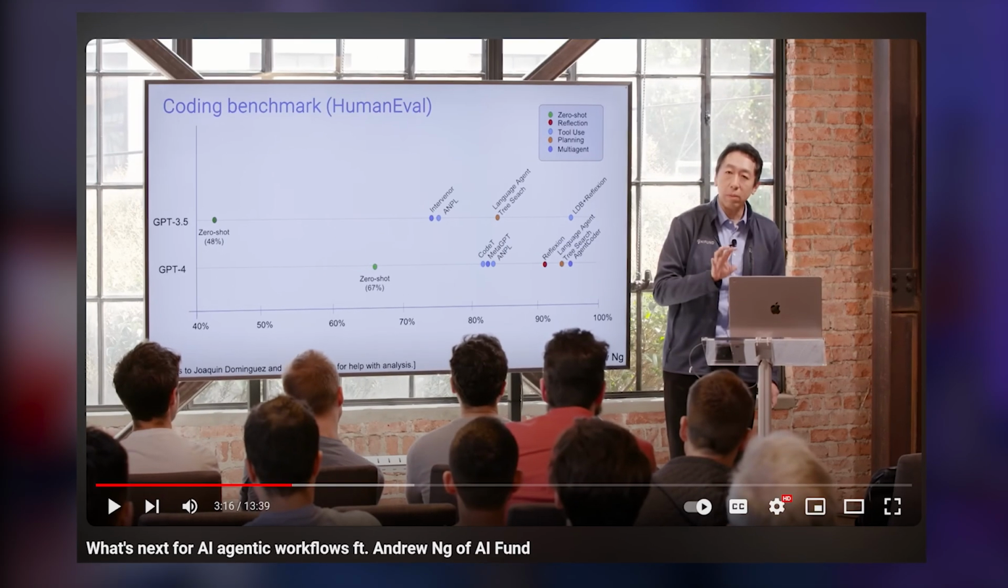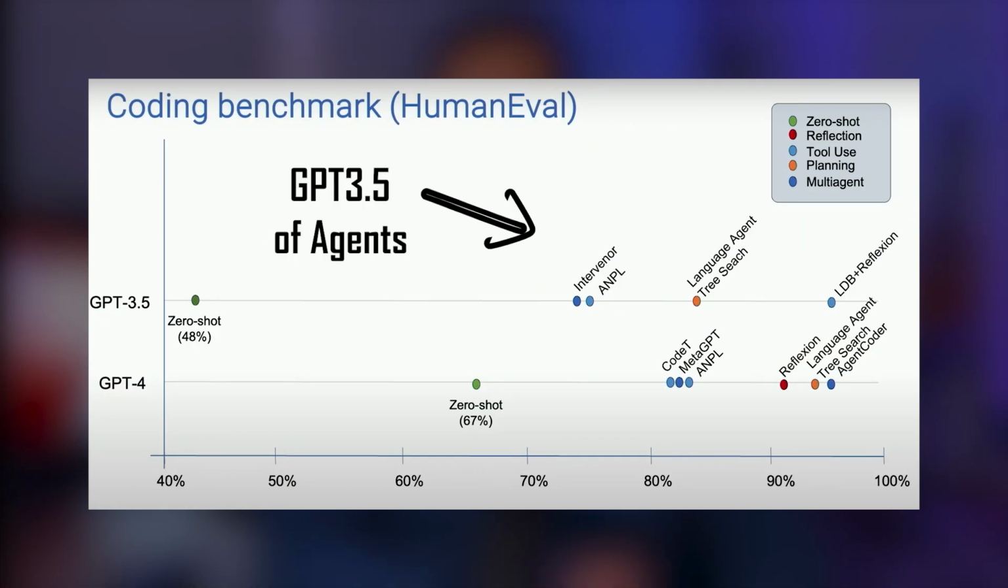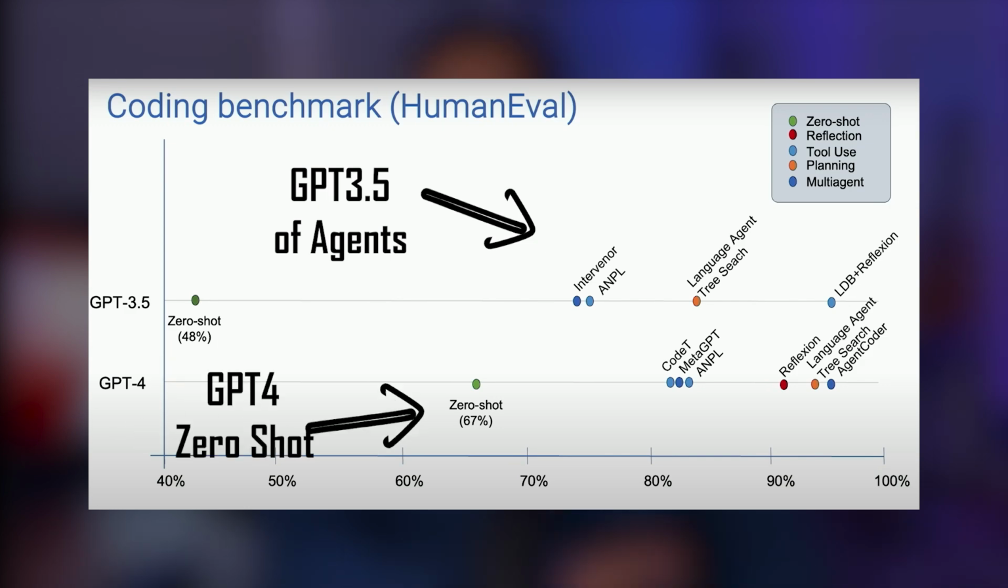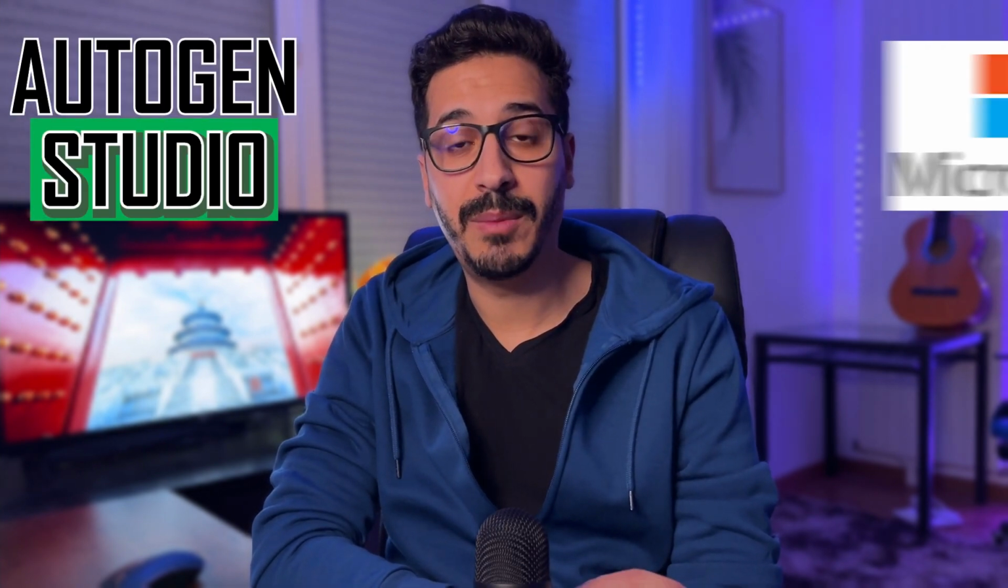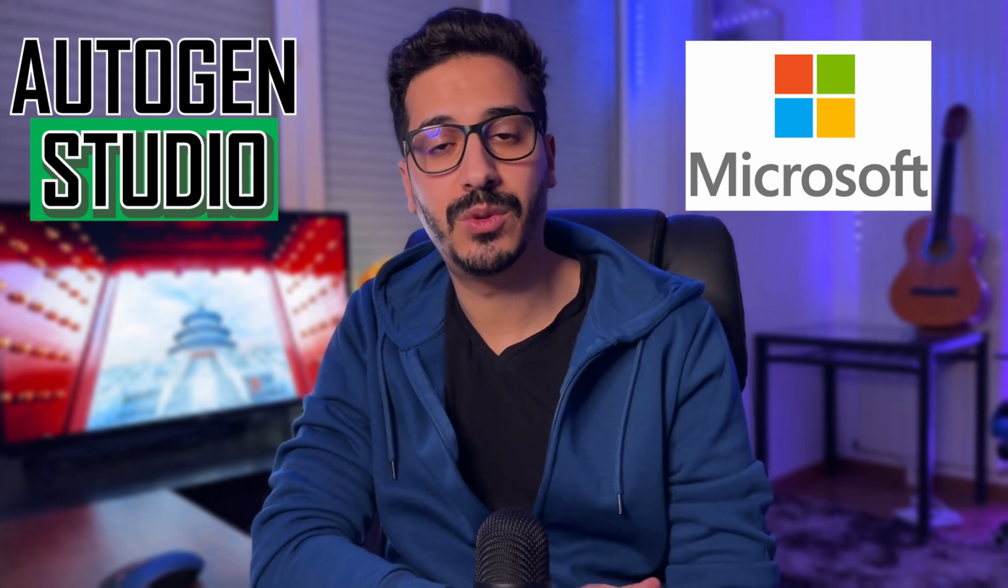Alright guys, so everyone seems to be bullish about agents, and for a good reason. Here we can see Dr. Andrew Ng, who is one of the most recognizable faces in AI, showing how even GPT 3.5 can outperform GPT 4 once used inside of an agentic workflow. And one of the best implementations of these agents has been through Autogen Studio, which is a tool that has been introduced by Microsoft, but today is widely viewed as one of the best tools out there to create agents.